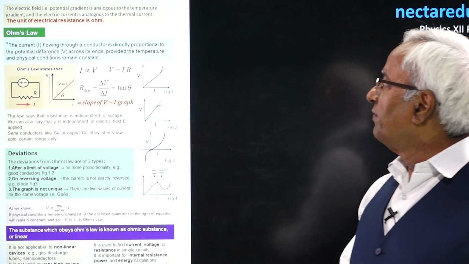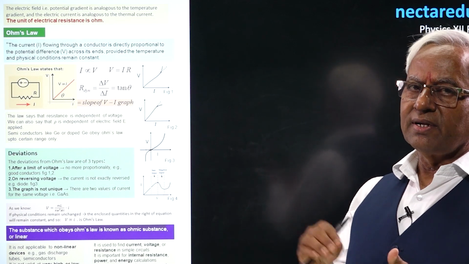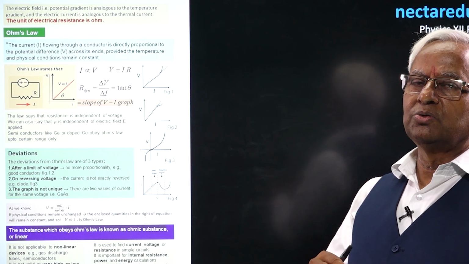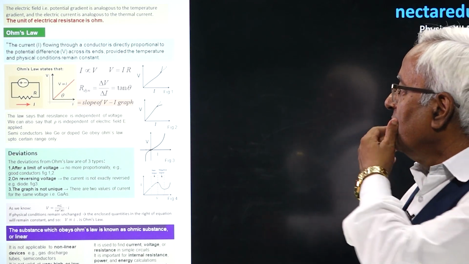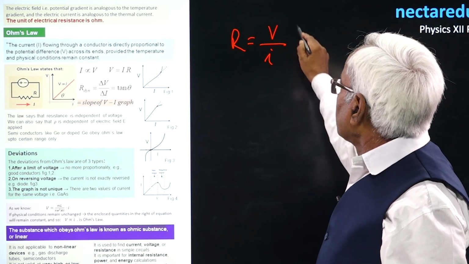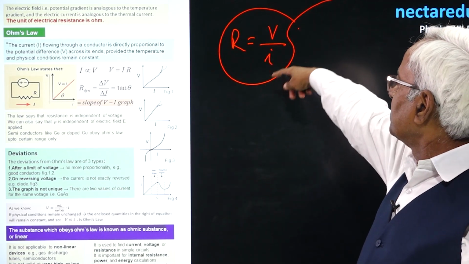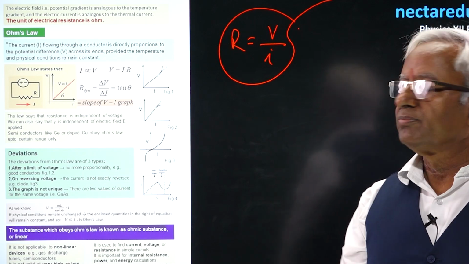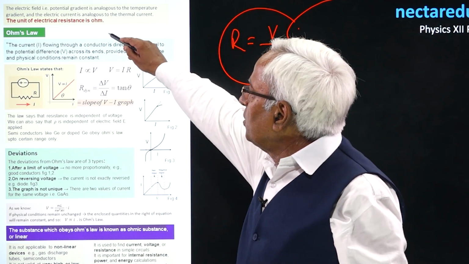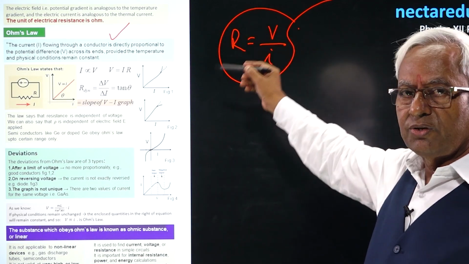The unit of electrical resistance is going to be ohm here, and this electrical resistance will also be analogous to thermal resistance. Or the resistance is equal to V upon I. It has got nothing to do with Ohm's law. This is only the definition of resistance, that is V upon I. But now here we are going to focus on Ohm's law. That's entirely different from this very equation.